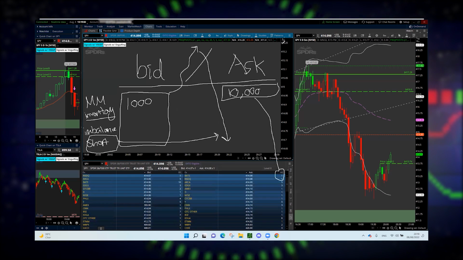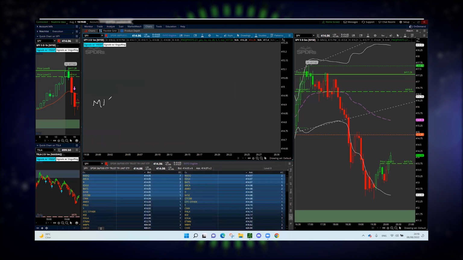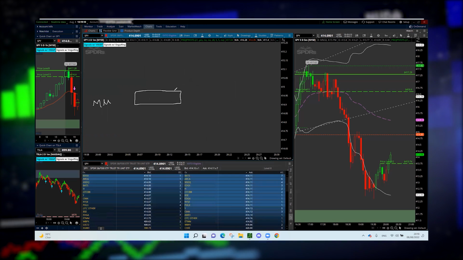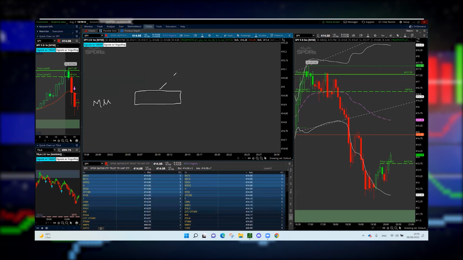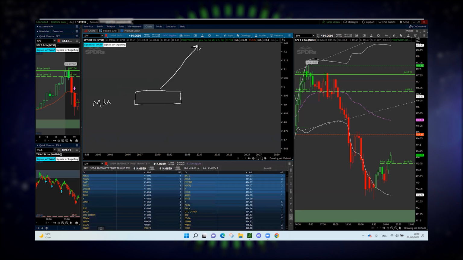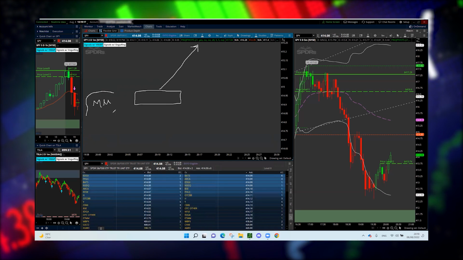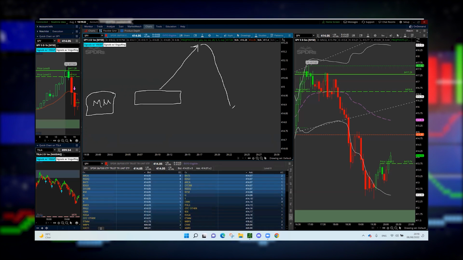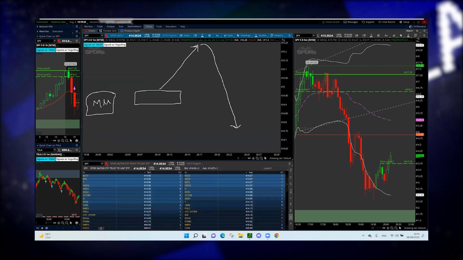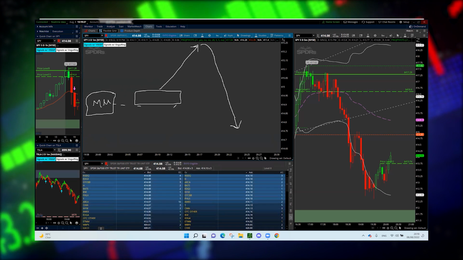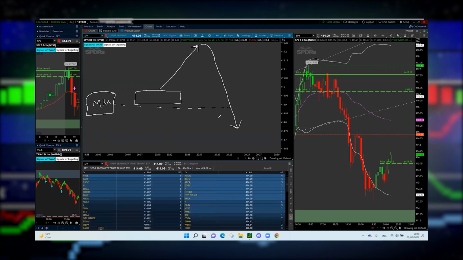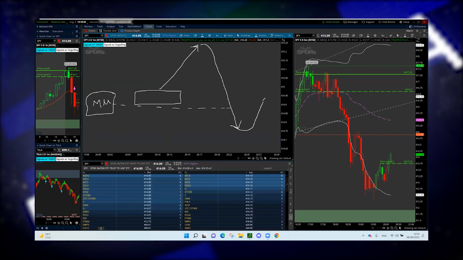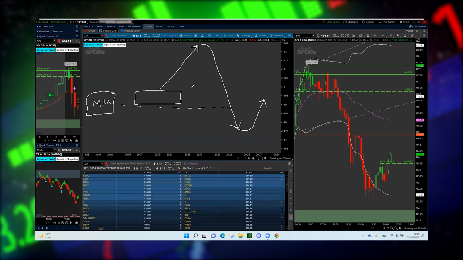So to sum it up, the market maker will have an imbalance. Everyone buys a certain amount of contracts or shares. The stock will go up. And then once they're too imbalanced on their portfolio, they want to bring the stock back down so they can cover their short. And once the stock comes back down below their entry price, they will start to cover their short. And that brings the stock back into the level.